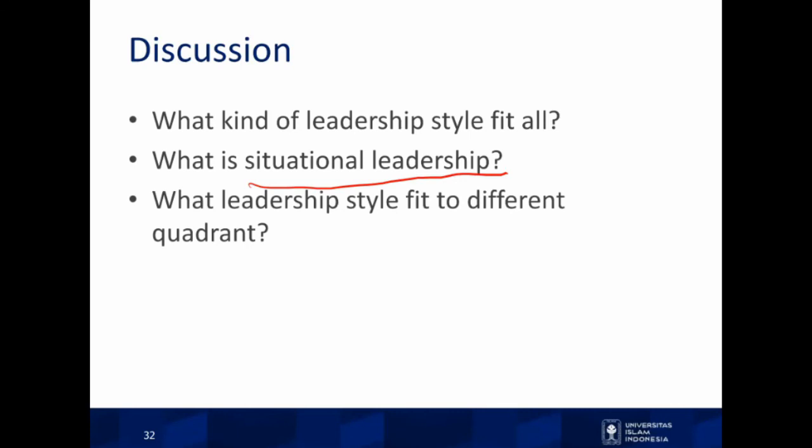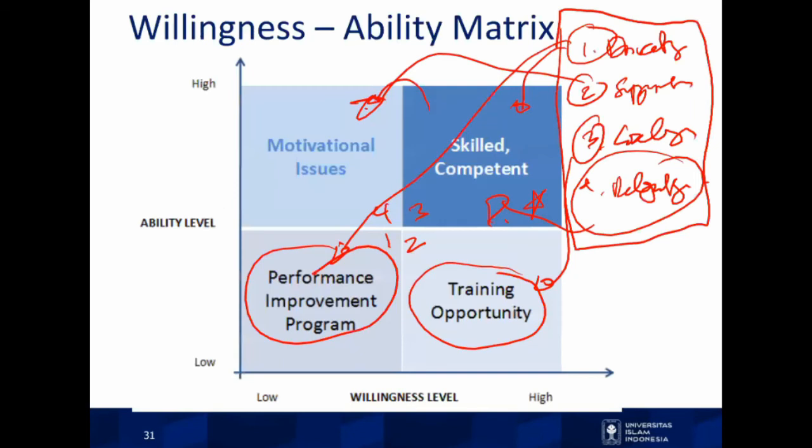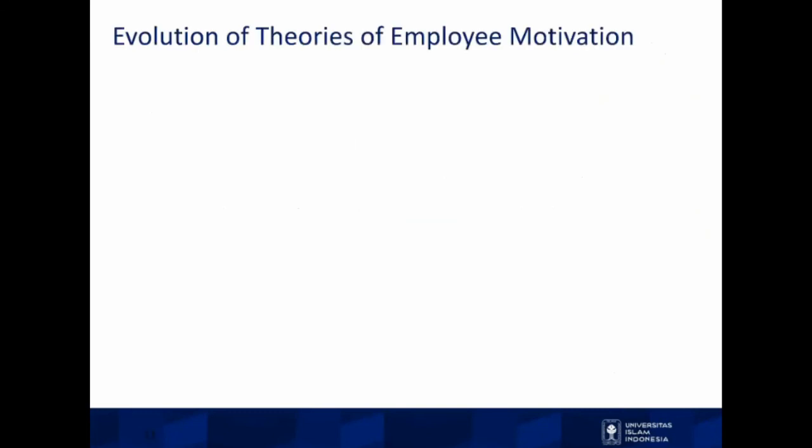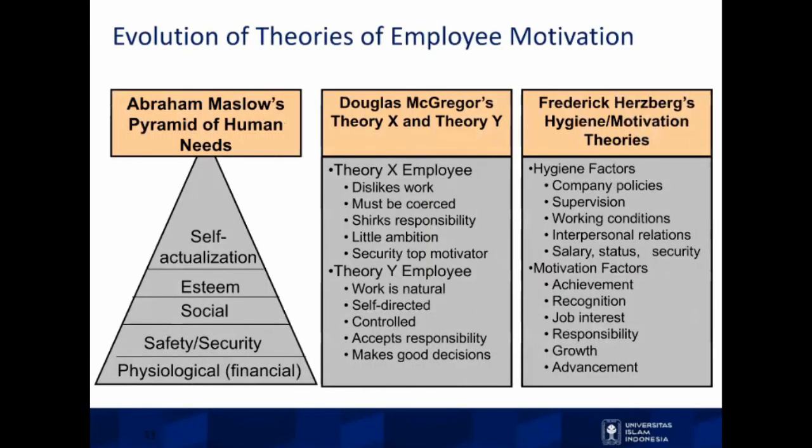So actually, how to improve the motivation? To improve the ability, it can be done by giving them training. Okay, but how to improve motivation? To improve motivation, you can refer to this slide. You can use Abraham Maslow's theory, or McGregor's theory, or any other theory that you think fits your organization.